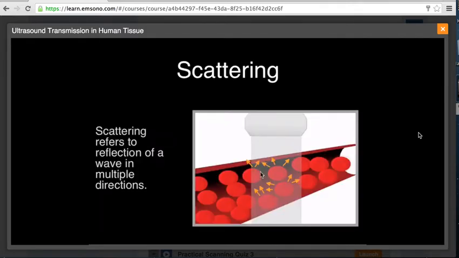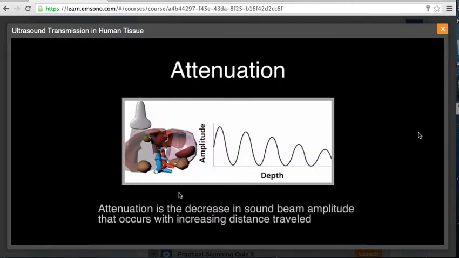Now, scattering refers to reflection of a wave in multiple directions, and this provides much of the significant diagnostic information in ultrasound imaging. Attenuation refers to the decrease in the sound beam amplitude that occurs with increasing distance traveled. And you would expect this, that as the sound goes in, it keeps on hitting off of different interfaces within the soft tissue, that it's going to become weaker the farther it goes in. Now, higher frequency sound waves are going to attenuate at a greater rate than lower frequency. So that in part explains why higher frequency sound waves cannot penetrate as far into tissue.